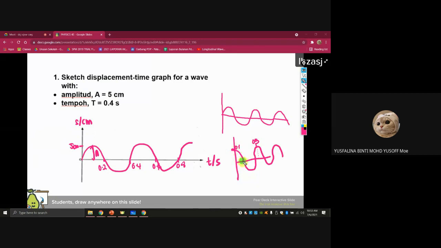Here is 0.1, 0.2. Wait. I should get 0.5. So 0.1, 0.2, 0.3, 0.4, 0.5 is here.